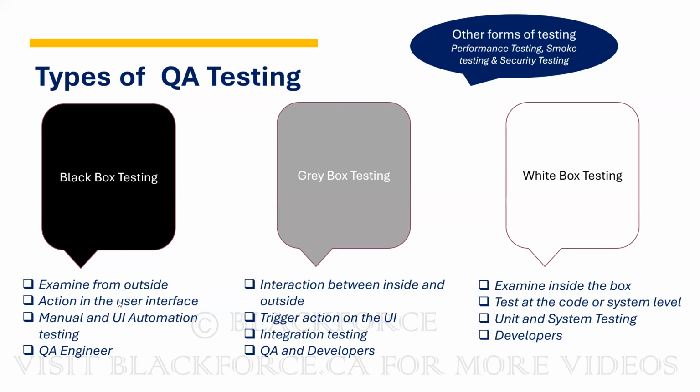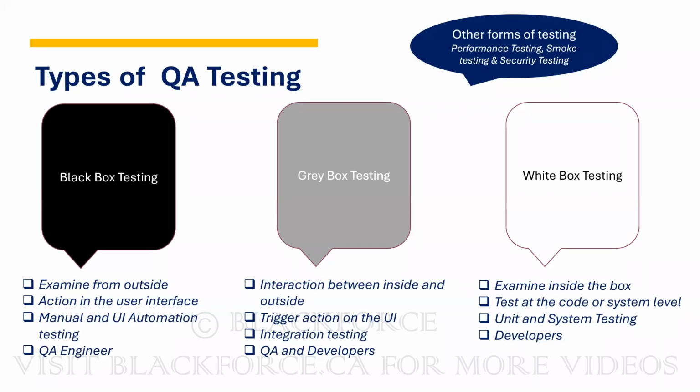Now, for you to focus on that user interface, you can only do two types of testing. That's the most common one, the one you will see all the time: manual and UI automation testing. What will they help you to uncover? They will help you to uncover issues that have to do with the functionality of the application or the usability of the application.